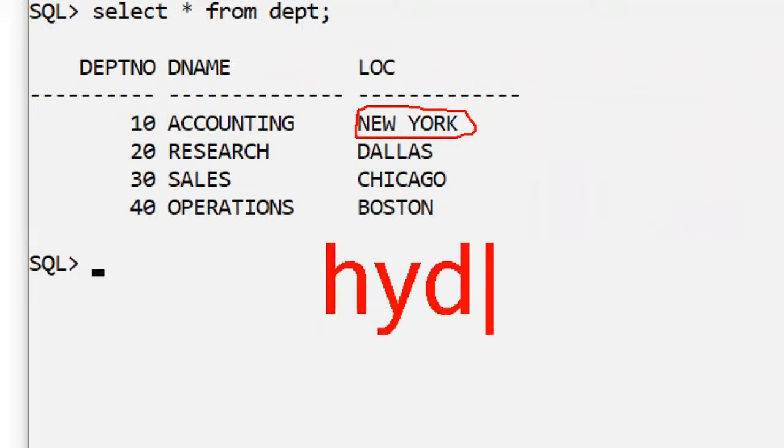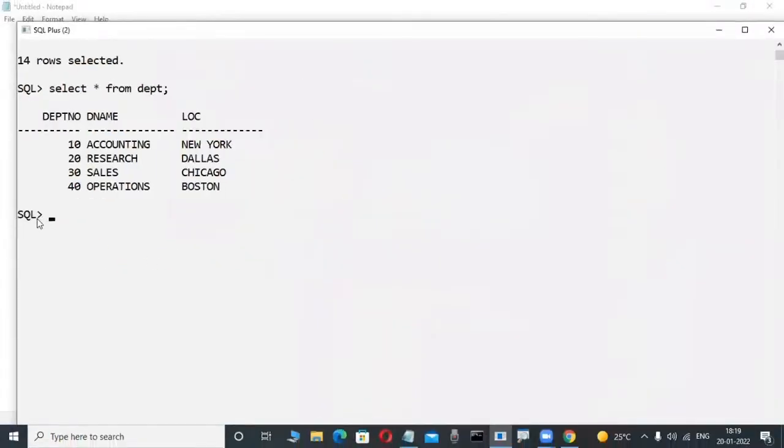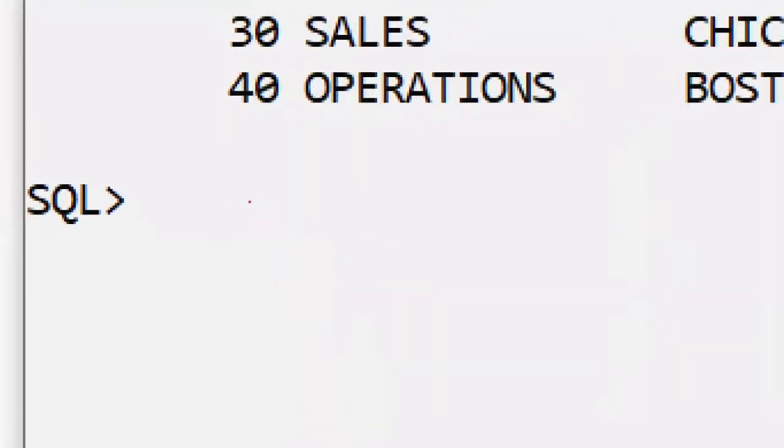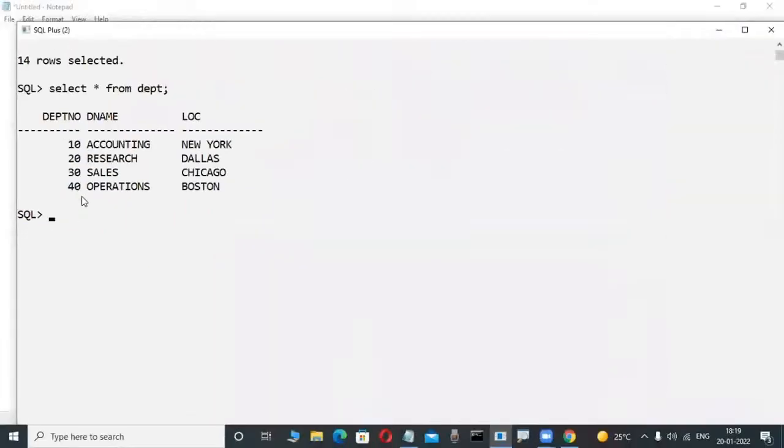Suppose I want to change this New York location into Hyderabad in this relational database. How can I do it? Just at the SQL prompt, where we use the SQL language. SQL is a very easy language. How? I will tell you. In SQL you are typing some commands.